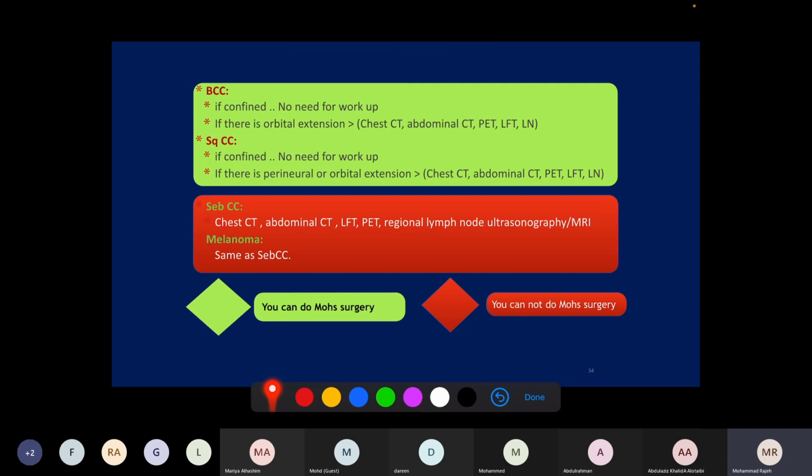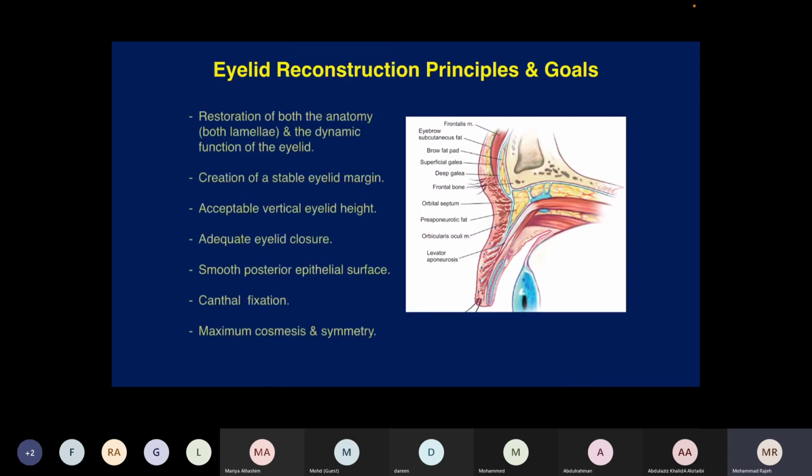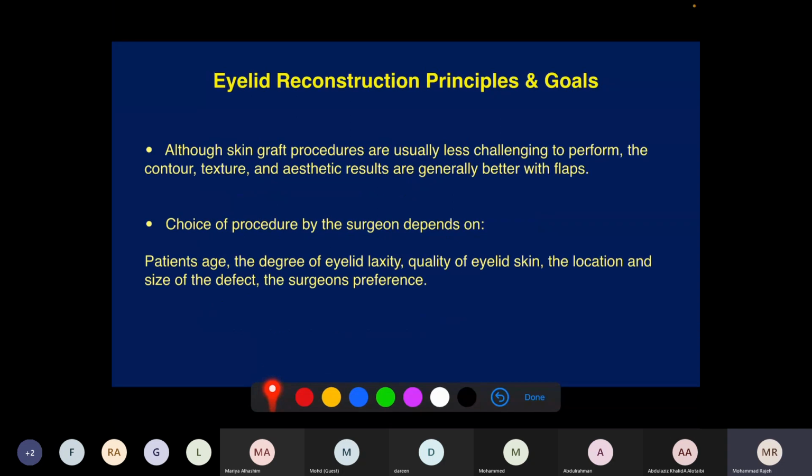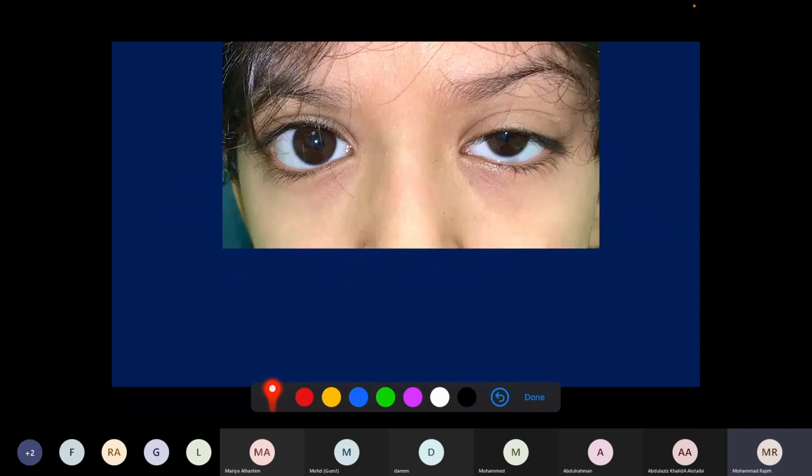I'll send you the slides, inshallah. So the goals, again, you can look it up, inshallah. I will send it to you. Would you like it in PDF or PowerPoint format? What's your preference?